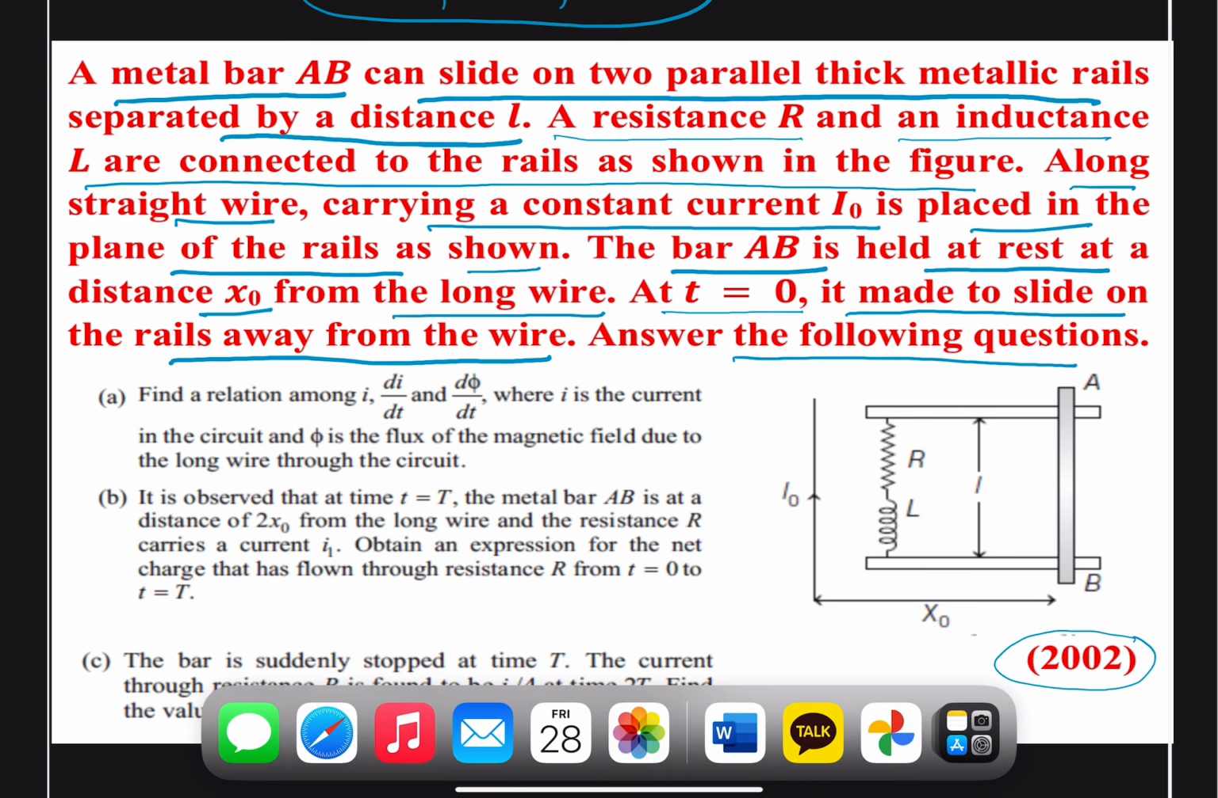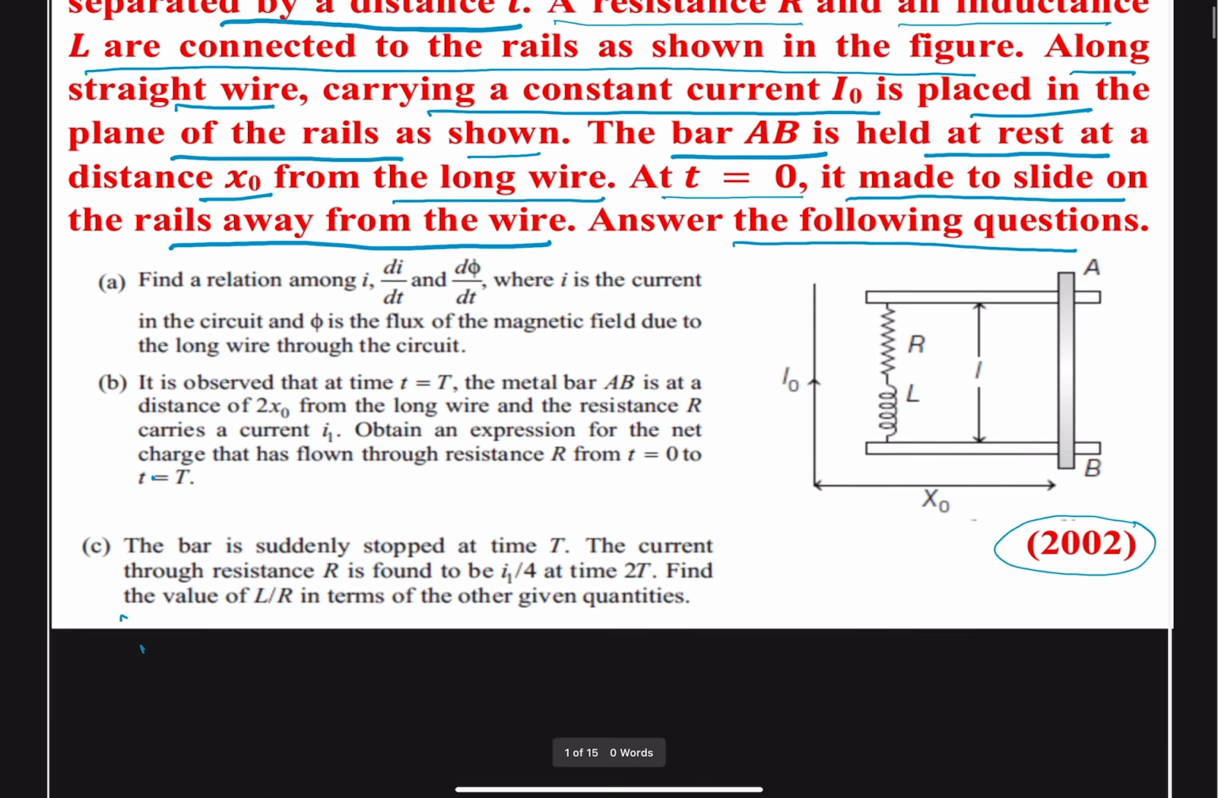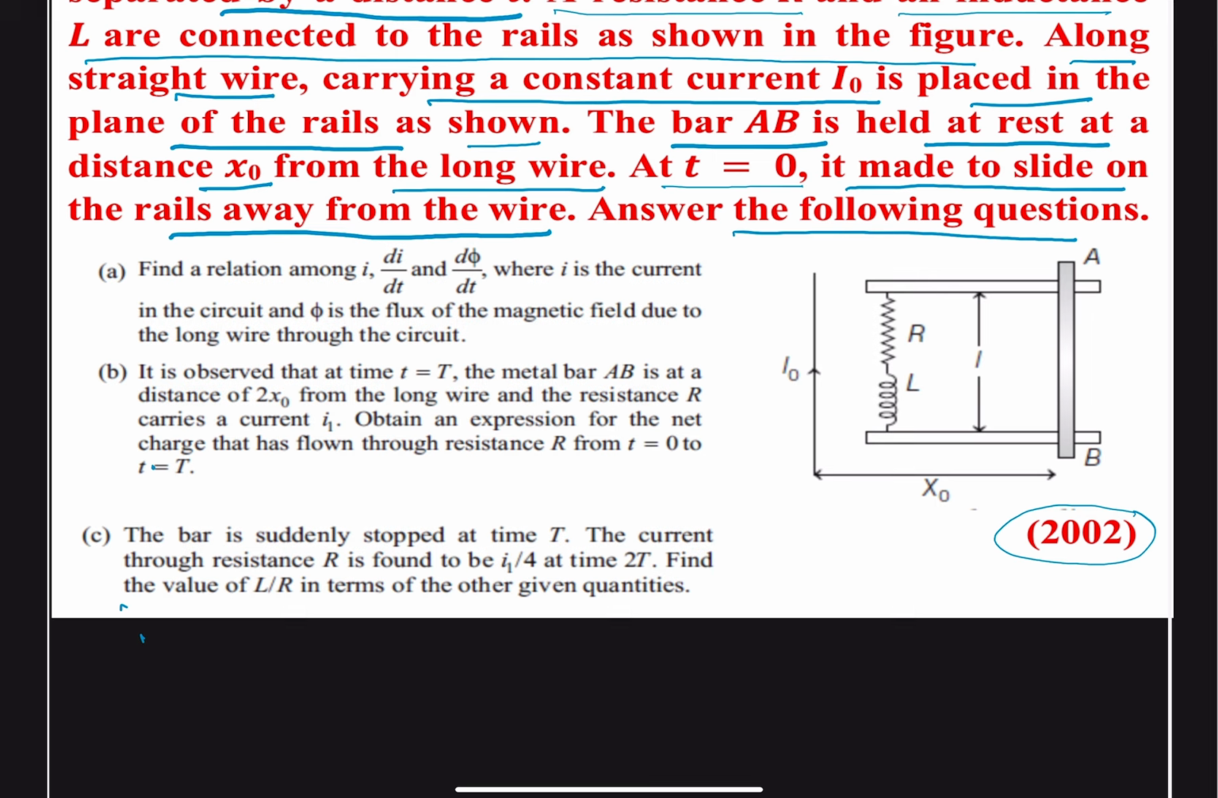So we have here three questions that were asked based on this entire description. In the first, we are supposed to find out the relationship among I, dI by dt, and d phi by dt, where I is the current in the circuit, phi is the flux of the magnetic field due to the long wire through the circuit.